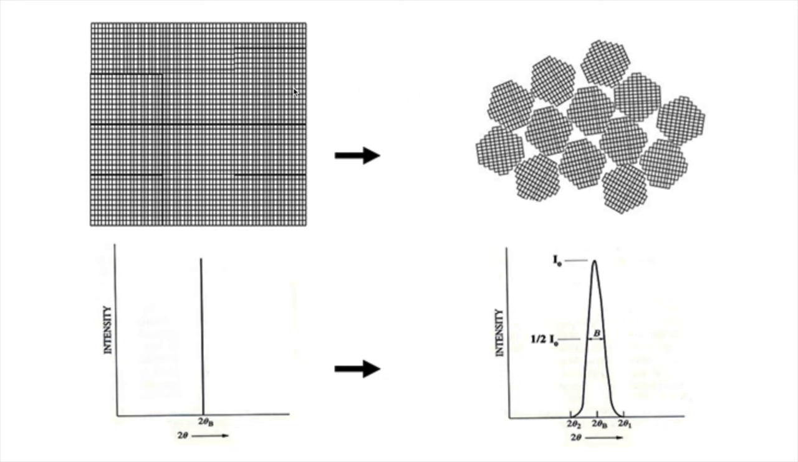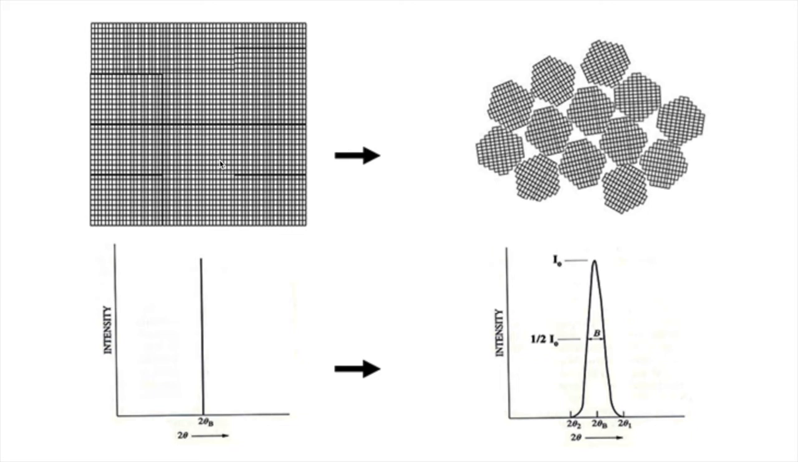So XRD doesn't care about particles, right? It's not looking at the sum of these. It's going to look at each individual crystal separately. So each one of these crystals is a crystallite. So that's the size that it's measuring.